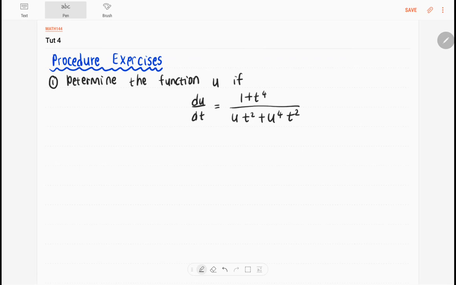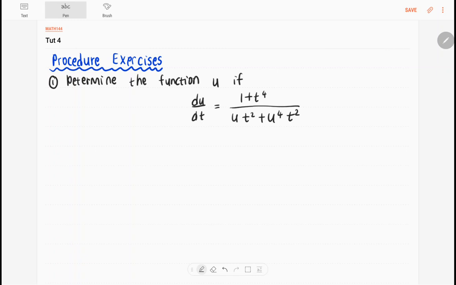We are looking at the procedure exercises, and it says determine the function u if du/dt equals (1 + t^4) over (u t^2 + u^4 t^2). Alright, so the first thing we want to see is whether we can separate our variables. In other words, whether we are able to take all of the one variable, so all of the u's together with the du, to one side of the equation, and all of the other variable, in other words the t, together with the dt, to the other side. So we are actually able to do that in this case.